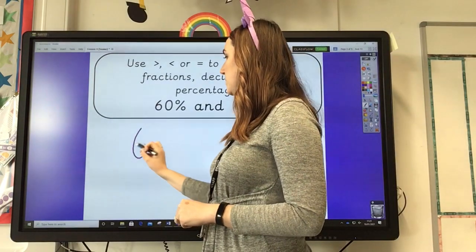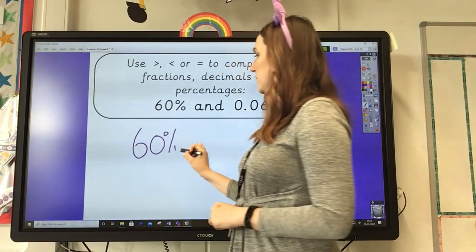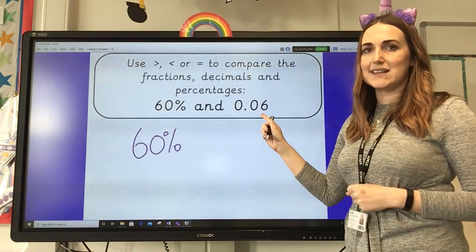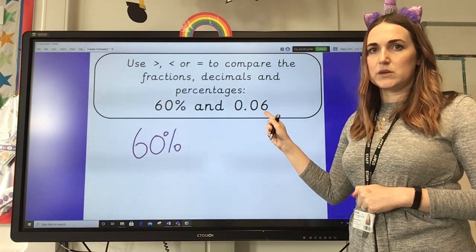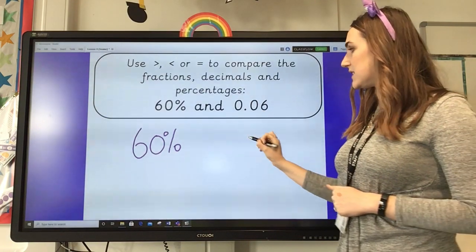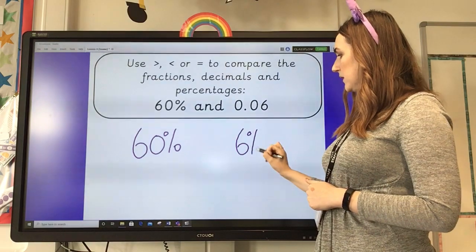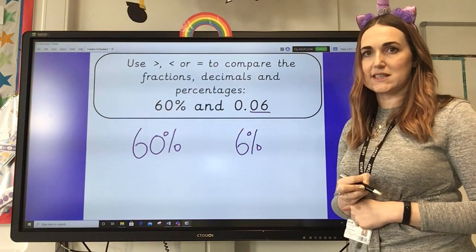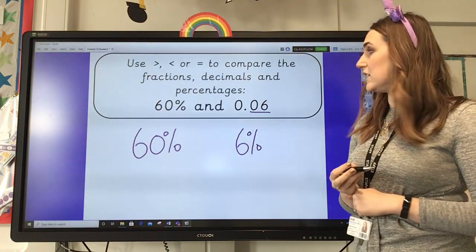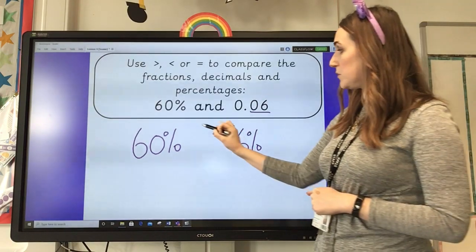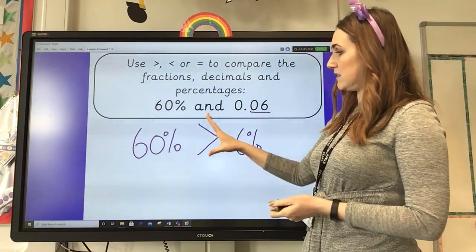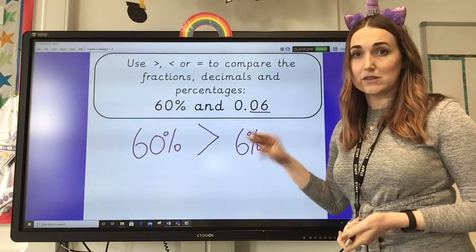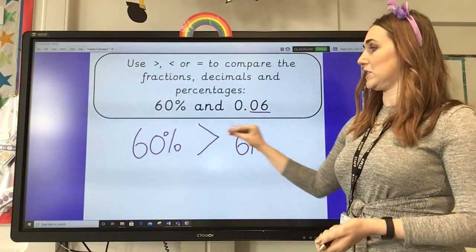So I've got 60%. I want you to think to yourself for me, what is that as a decimal? What do you think it could be? If you said 0.6, so actually if we look at those 2 digits, we can see that's a 0.6, you'd be right. So then the symbol that would go between them would be this symbol, as to be young, the crocodile eats the bigger number, so we'd go that way.